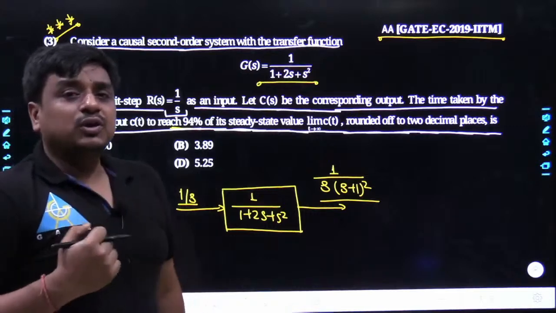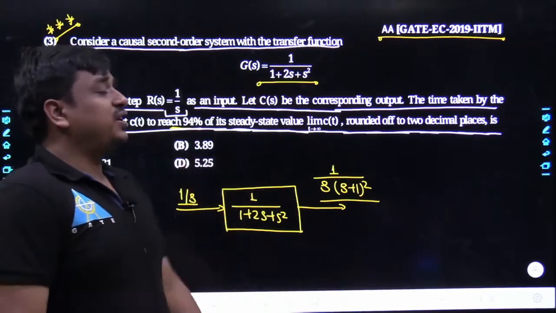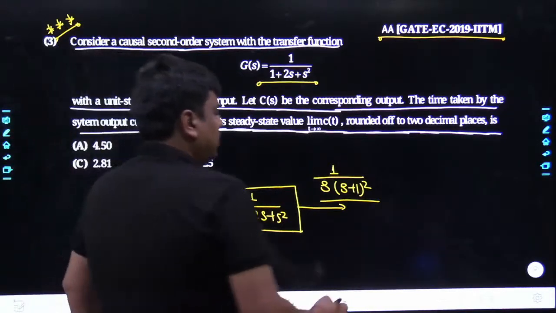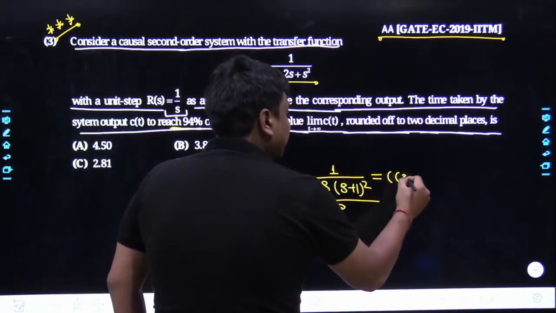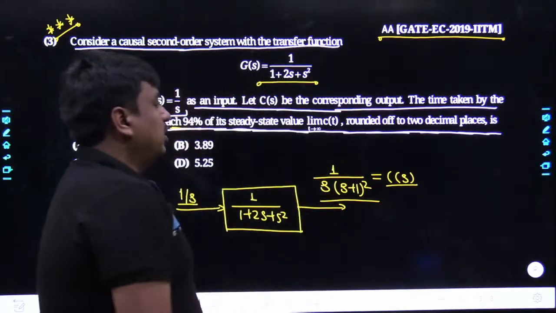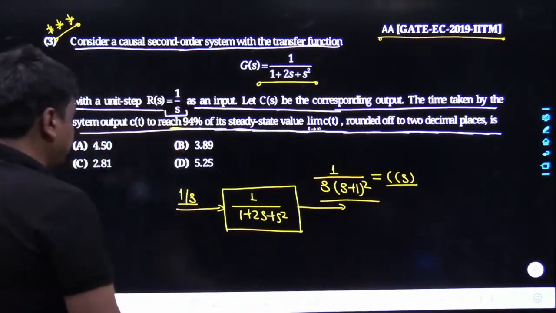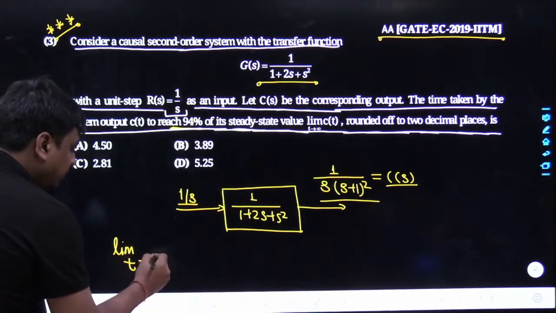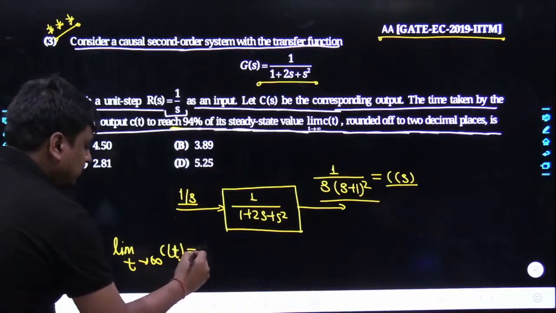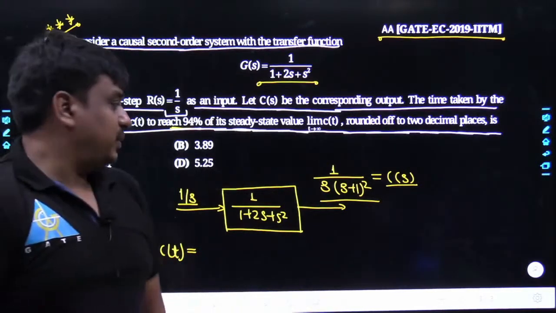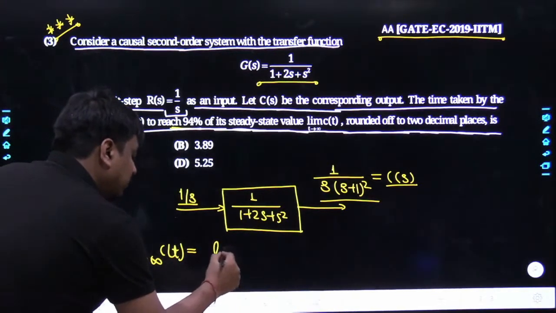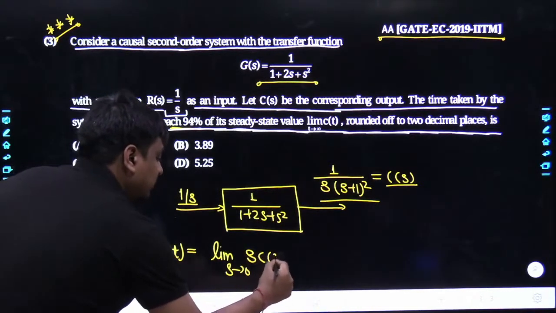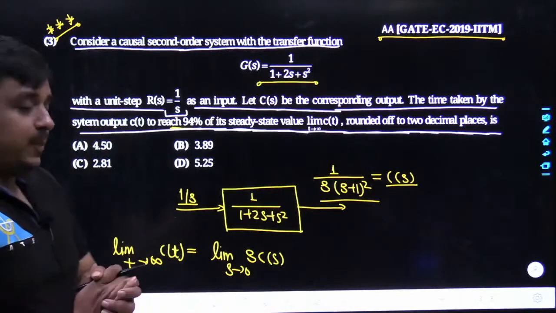And I want to know how much time the system would take to reach 94% of its steady state value. Steady state value of what? Of the response, and the response is known in the Laplace domain, which is C(s). So first let me focus on the steady state value of the response, which is limit t tends to infinity of C(t). In the Laplace domain it becomes limit s tends to 0 of s times C(s). Agreed till this point?